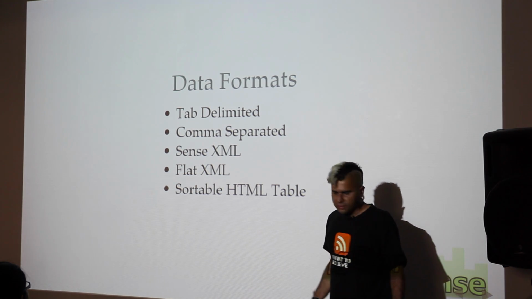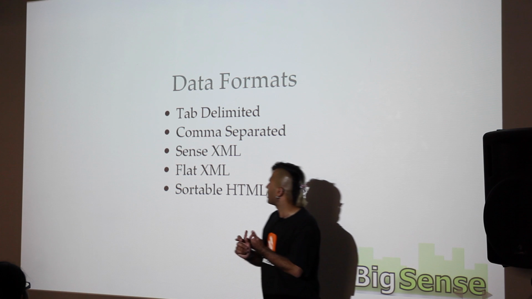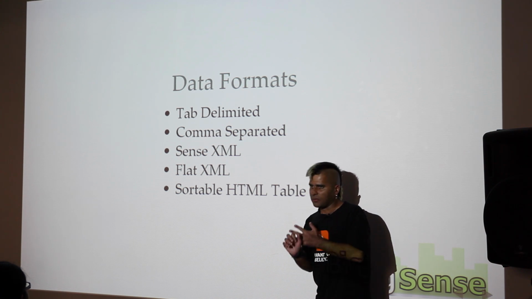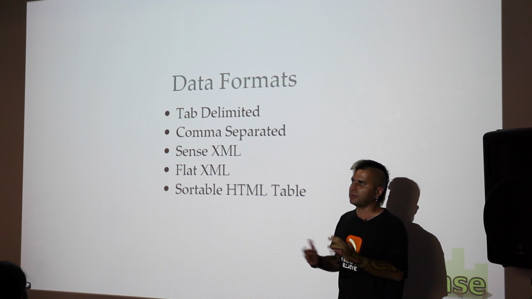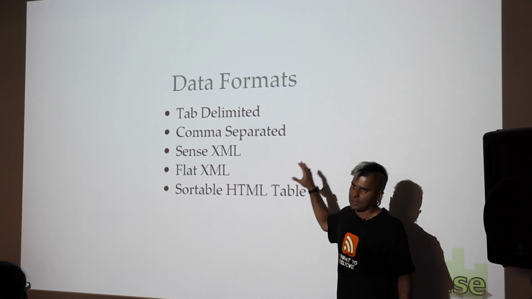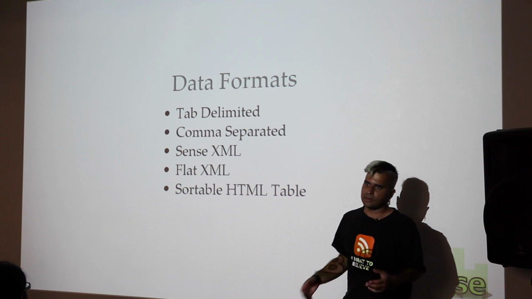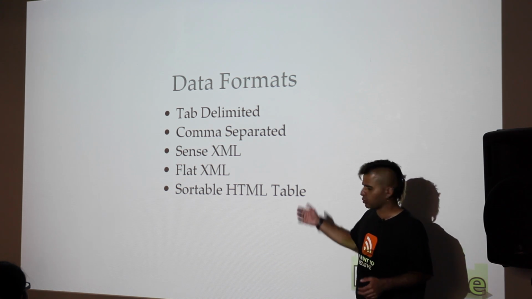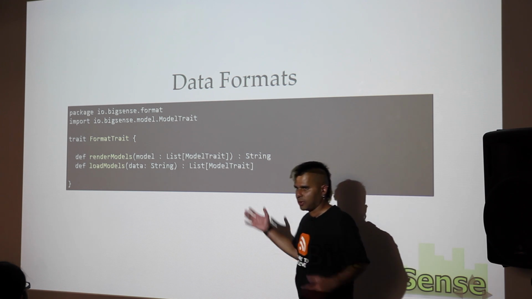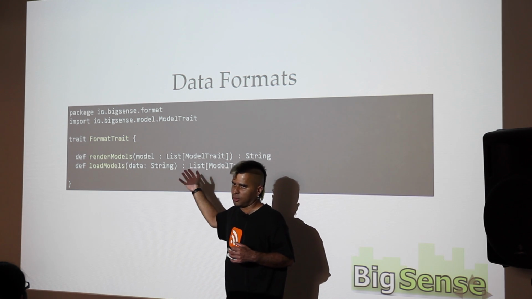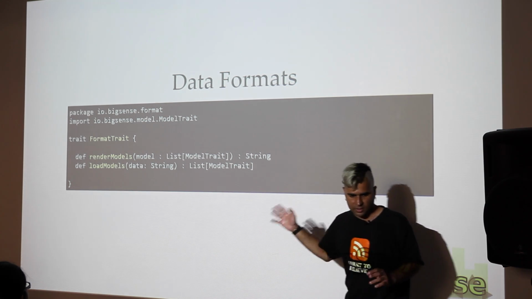So we have several different data formats. On the output, we have tab delimited, comma separated. We have our own proprietary sense XML, which is what we use to pull data in. We can also output data with that. The tab delimited and comma separated are only output formats. You can't actually write to the database in it. And to get a nice pretty print, you also have sortable HTML tables. So our data format trait, we have a trait again. It can render models or it can load models. Of course, not all the formats implement both of these. Many of them only implement one.